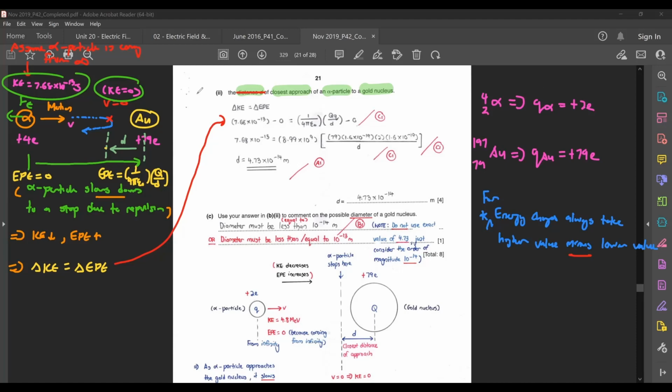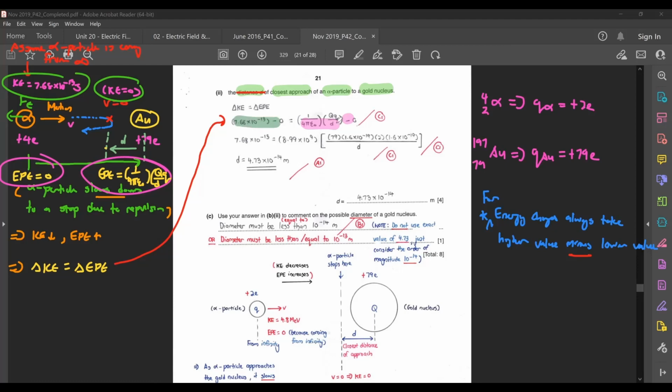Okay, and then when it comes to the change in your EPE, you again would need to take the higher value minus the lower value. So your higher value is this one. The lower value is the 0 here. So it becomes 1 over 4 pi epsilon naught QQ over D minus 0. Oh yeah, I did a mistake here. The EPE here is not Q over D. It's QQ over D. Sorry, my mistake. Q over D is potential. EPE is QQ over D. 1 over 4 pi epsilon naught QQ over D. Okay, so this is the energy equation expanded out.